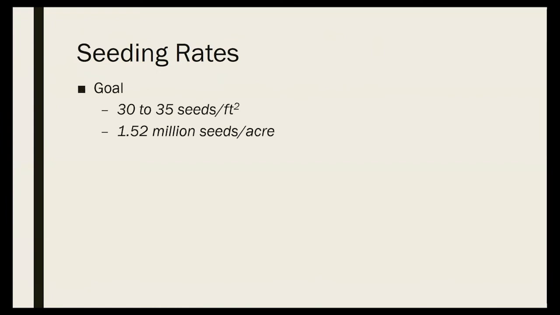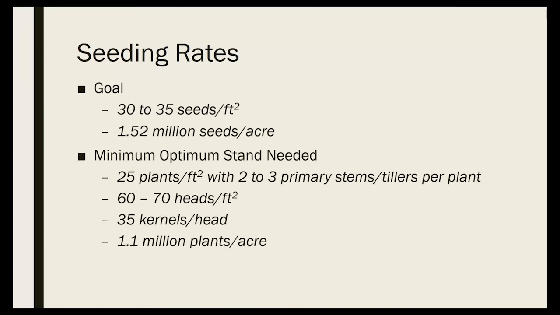So our goal for optimum yield, highest yield with good moisture conditions, is to have 30 to 35 seeds per square foot. We want to have about 1.5 million seeds per acre. The minimum optimum stand needed to get 100% yield is 25 plants per square foot. This is a spring count, like right as the snow leaves.